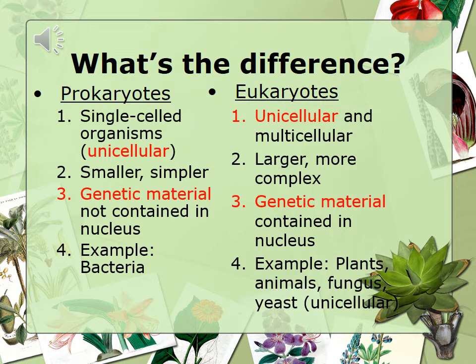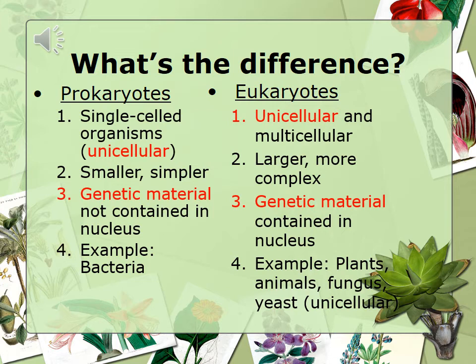Eukaryotes. All eukaryotes are unicellular? No, eukaryotes are not all unicellular. That's prokaryotes. With eukaryotes, you have some unicellular, but there are a lot of multicellular ones, kind of like you and me, and cats and dogs and bears and grass and trees, multicellular organisms. Multicellular organisms and unicellular organisms can both be found in eukaryotes.